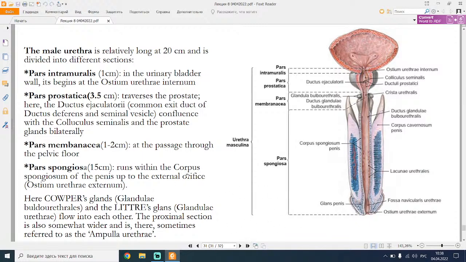Here the Cowper glands, glandulae bulbourethrales, and glandulae urethrales open. The proximal section is also somewhat wider, and is sometimes referred to as the ampulla urethrae. Ampulla urethrae.